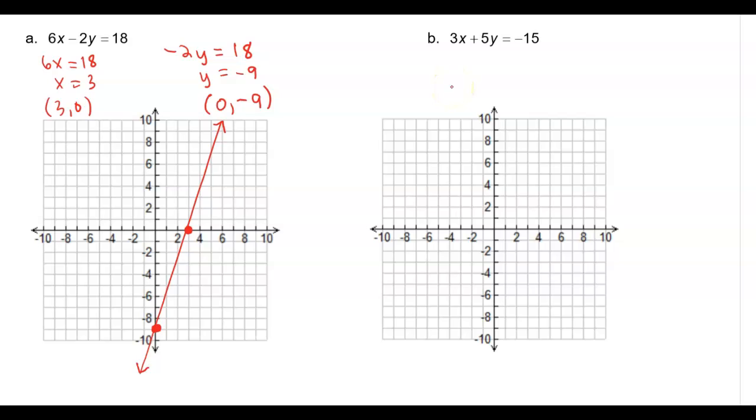Please pause the video. Do part B, then turn the video back on to see the answer.